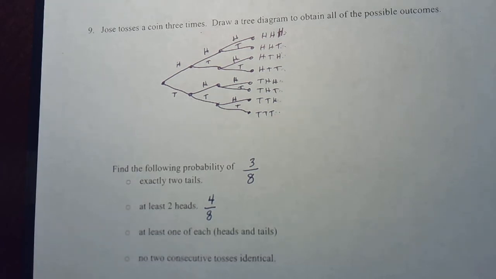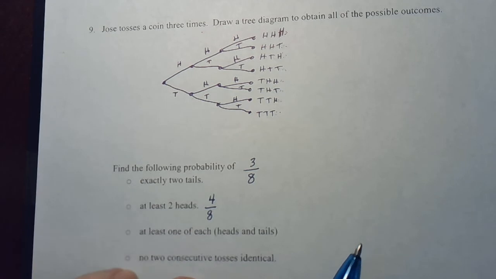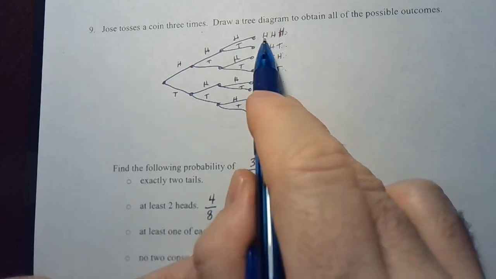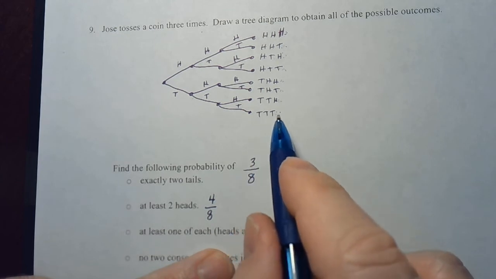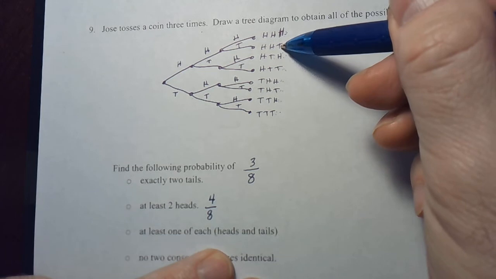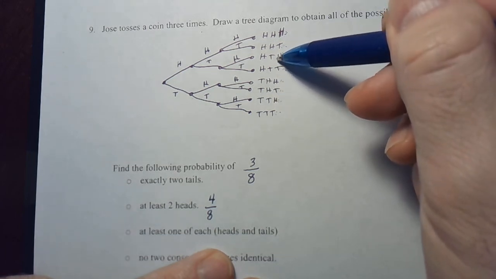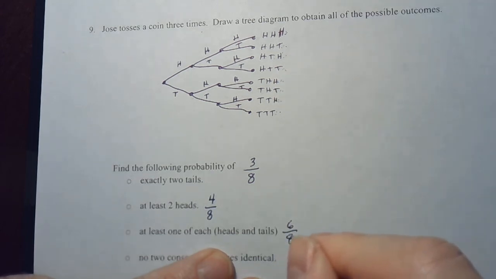Okay. How many of them have at least one of each? 1 H and 1 T. Well, the only ones that will fail that are the ones that have 3 H's, like at the top, because it doesn't have a T in it, and then the 3 T's at the bottom, because it doesn't have an H in it. Every one of them in the middle has at least 1 H and at least 1 T. So the 6 in the middle have at least 1 H and 1 T, so that would be 6 over 8.